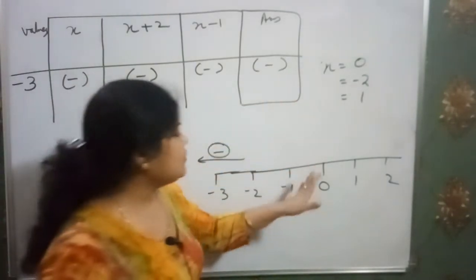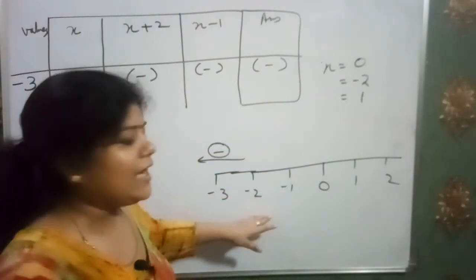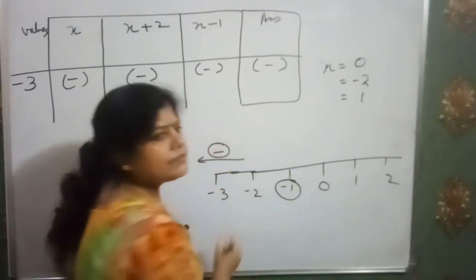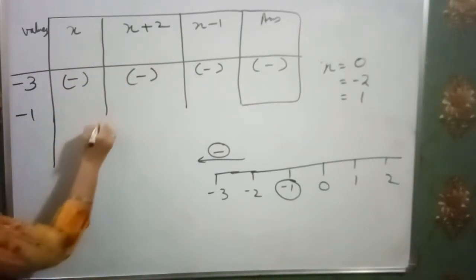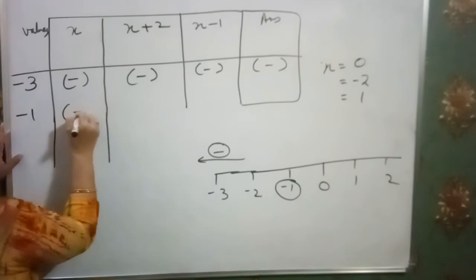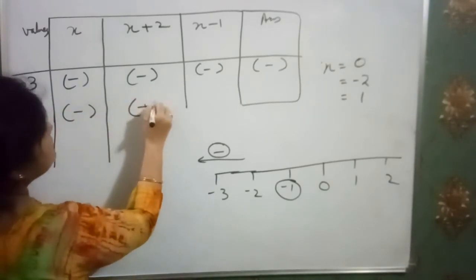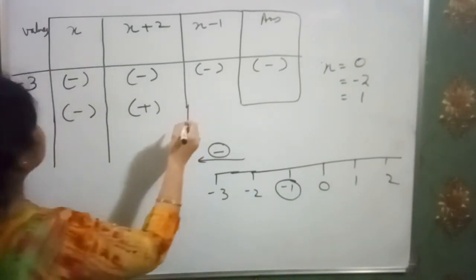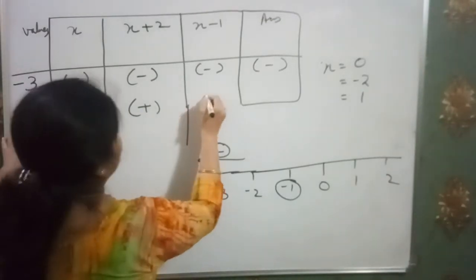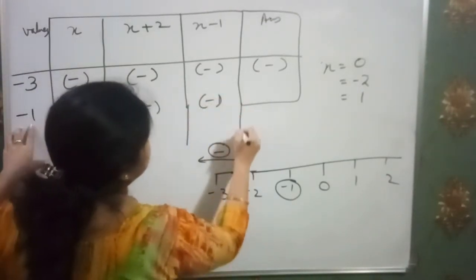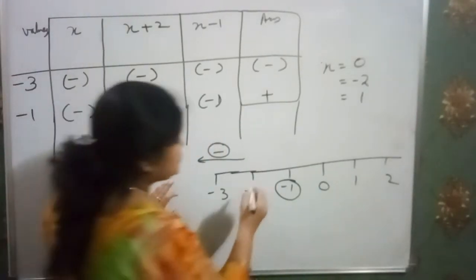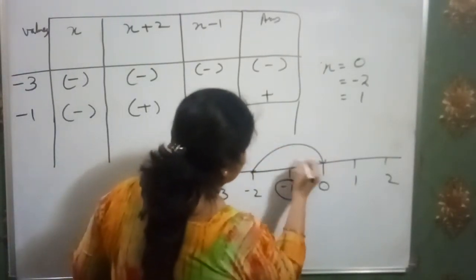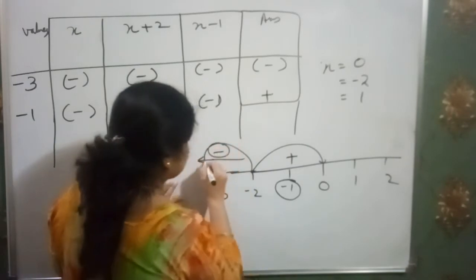Now between 0 and minus 2 we have another value minus 1. Now put this here, we take another value minus 1. So we have minus, this is plus, and when we solve it, we have minus. So ultimately what we got? Plus, minus minus plus. So between minus 2 and 0 we got plus.